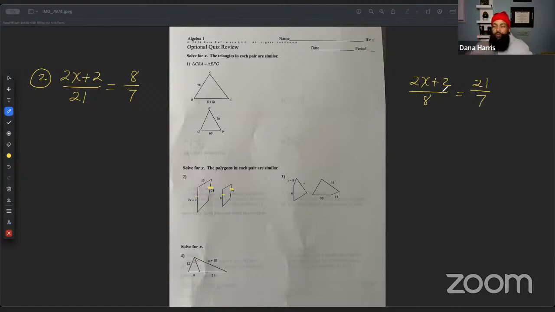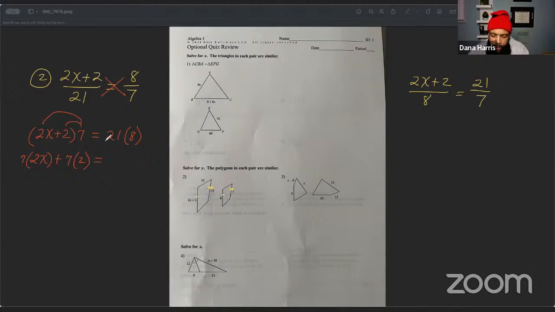These proportions, when I cross multiply, they'll give me the same thing. So here, I want to cross multiply. All right, and I'm going to say 2x plus 2 times 7, and that's going to equal 21 times 8. All right, so now here, same thing, distributing. I have to multiply 7 times 2x plus 7 times 2. And then 21 times 8 is going to give me 168. And then I just solve this equation.